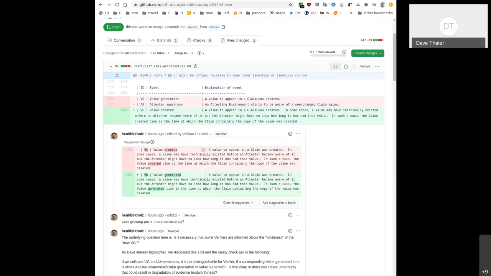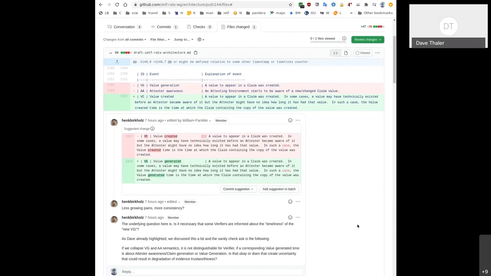Then you could also have a case where you can't tell, so when you boot up, you don't have any idea how long that value has been that way. As a workaround, you use the attester awareness, which is the time that you're creating the claim. Those two possibilities apply to every example. So how do we do that without invalidating all of the pictures, or without causing lots of duplication? One approach that we discussed was to combine the events and put it in the explanation of events, saying it could be either way.